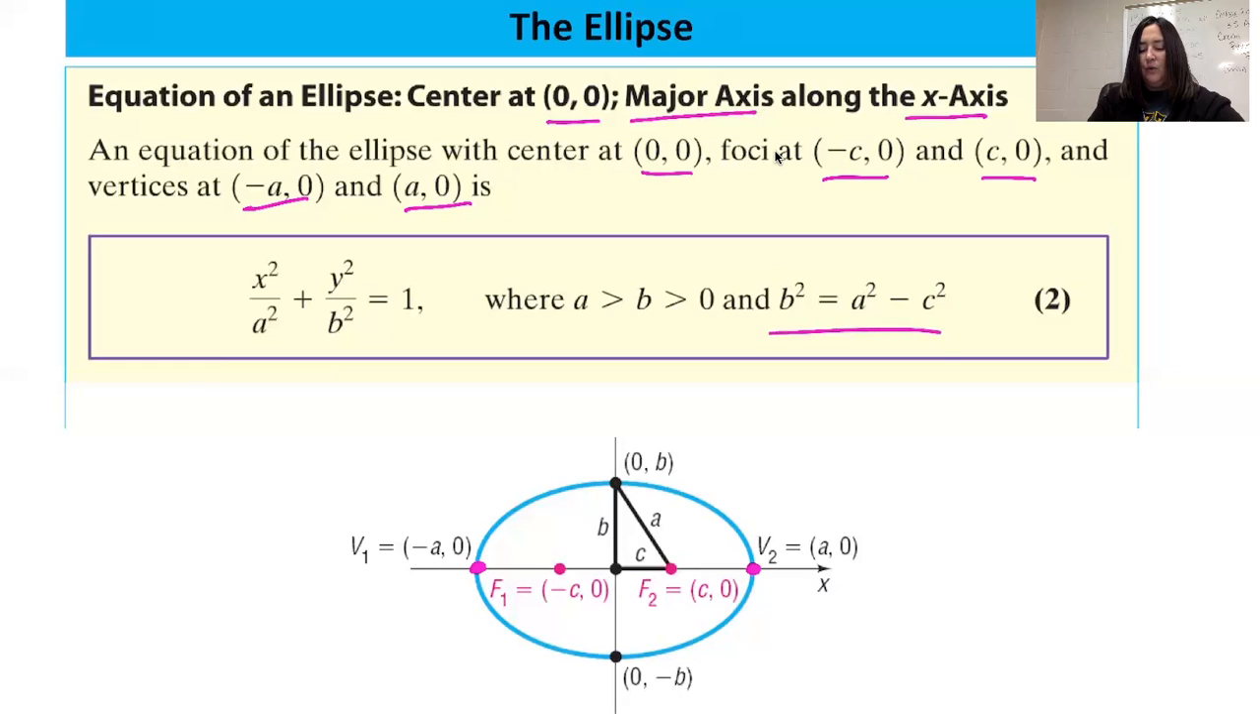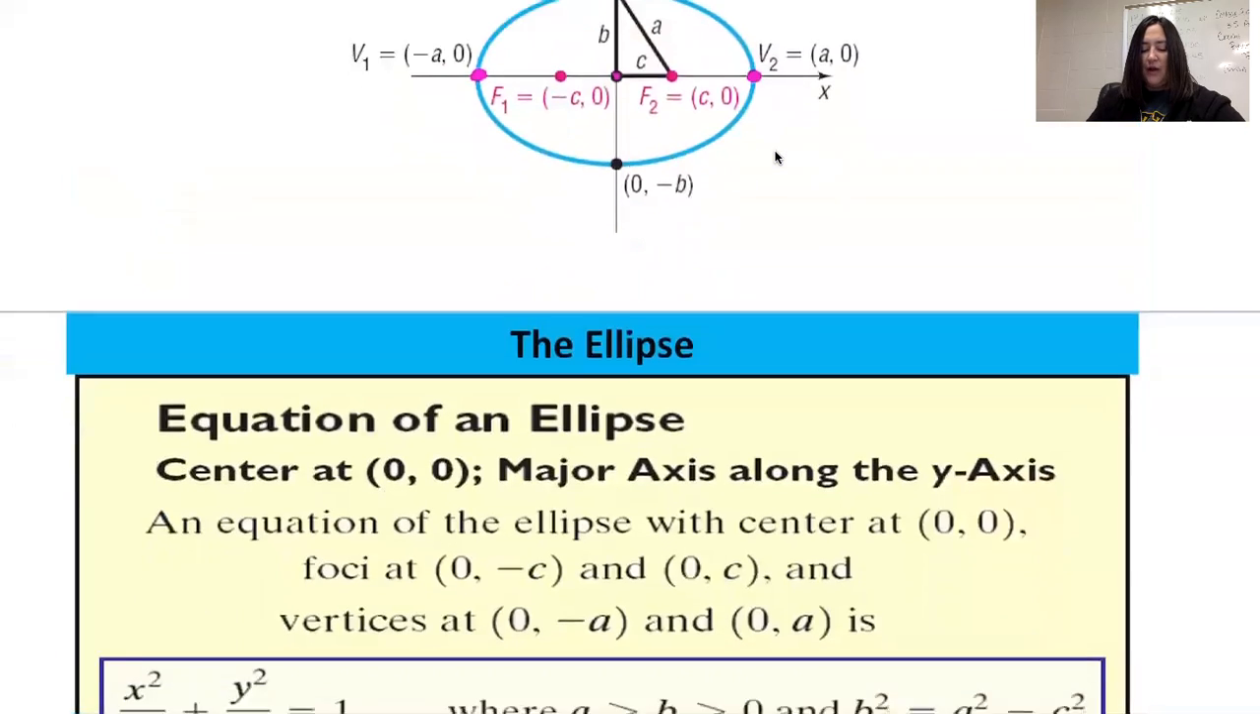And then this is how we would come up with, say, our B value if we were missing that, or our C value. Now, our A value is the distance from the center to the vertex. Our B value is the distance from the center to the vertex on what we call the minor axis. And so that is important to see. Now, this equation only works with the major axis as the x-axis. So that's what this equation is for.